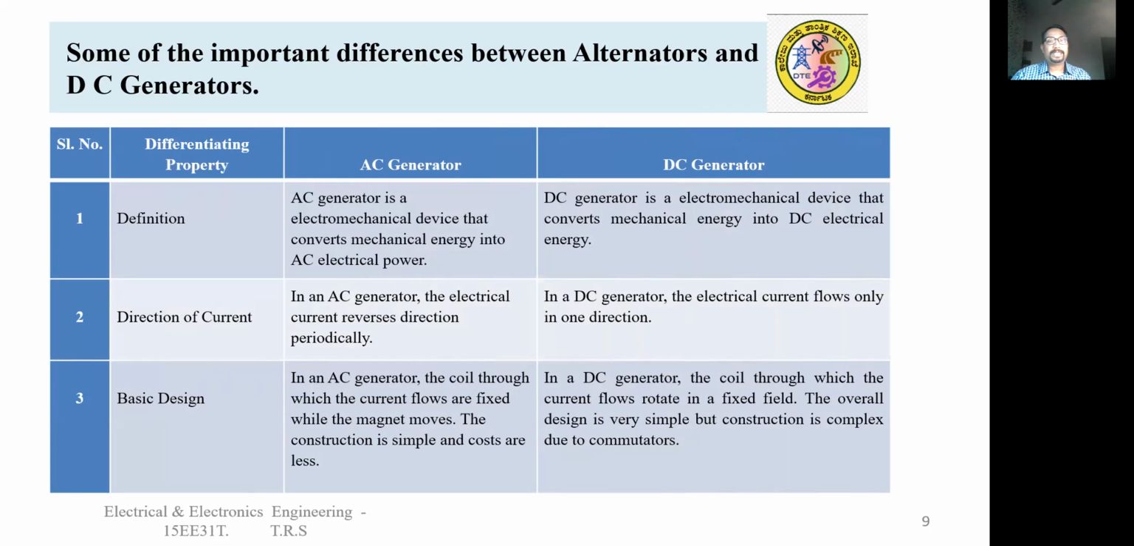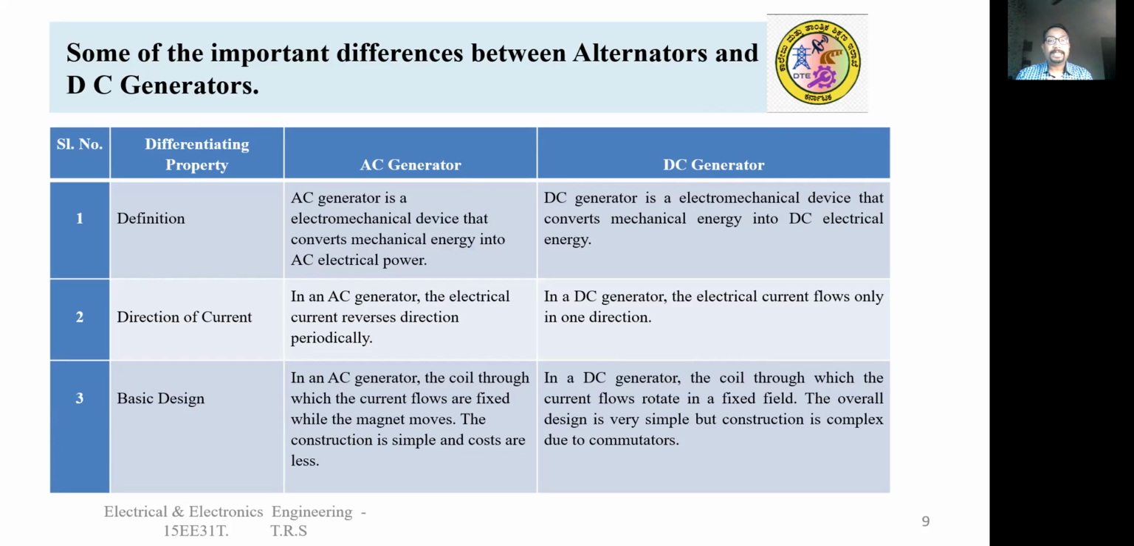Regarding the definition, both AC generator as well as DC generator have different definitions. Initially, the definition seems to be the same, but a single point makes the difference. What is that single point which makes the definition of alternator and DC generator different? Let us see. As I told you, an AC generator is an electromechanical device which will convert mechanical energy into AC electrical energy, in the form of AC.